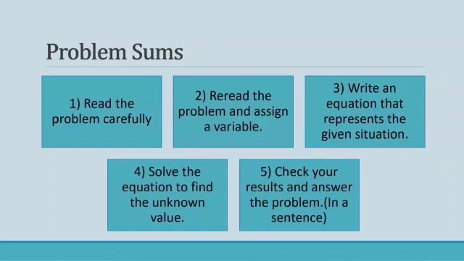Fourth step, solve the equation to find the unknown value. Now, in order to solve the equation, first you need to identify which type of equation it is. Whether the equation has the variable on both sides, if it is a complex form, or it is an equation with the variable only on one side. And accordingly, you will solve the equation. And the last and fifth step is to check your results and answer the problem. Answering the problem means you have to write a sentence for your answer. So these are the steps you need to follow whenever you are solving problem sums.